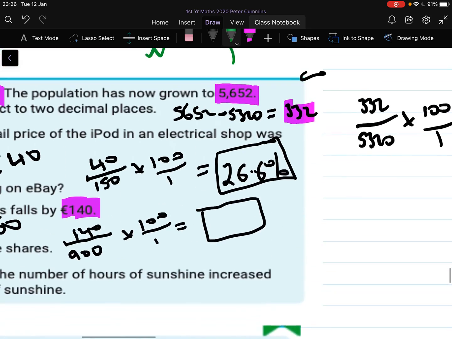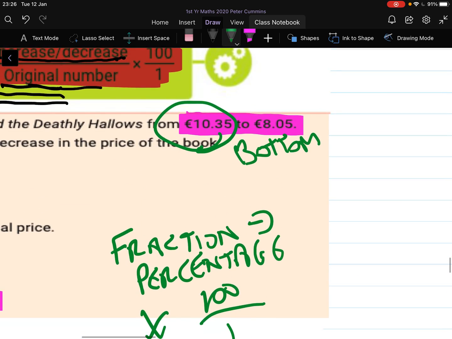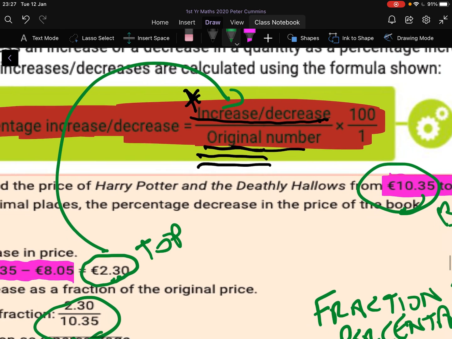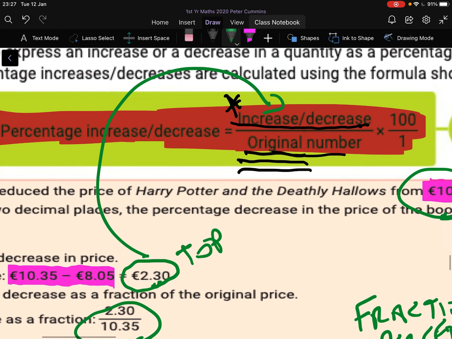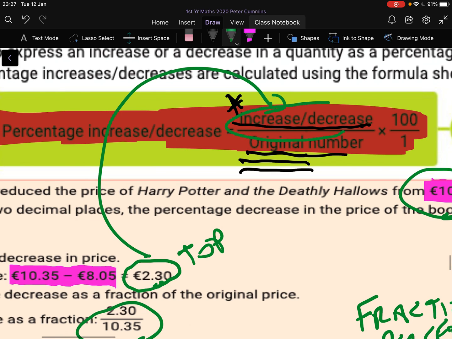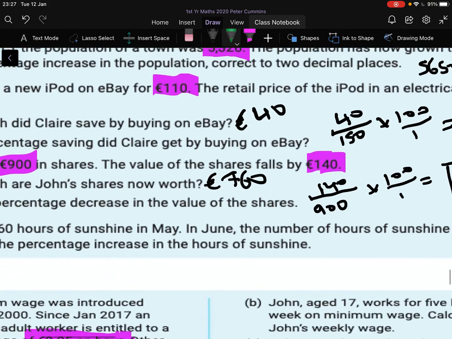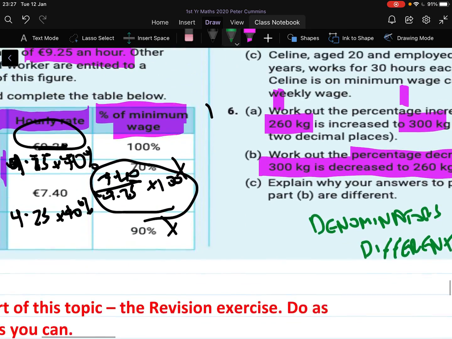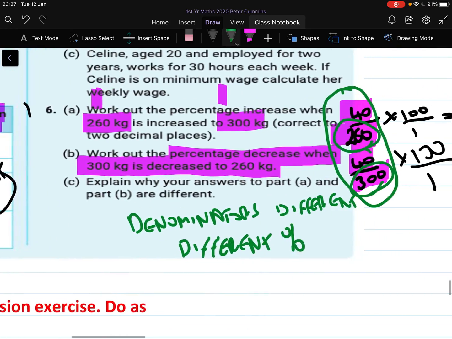But always go back to this here, your percentage increase or decrease. You're always looking at what is the change over what was the original? Multiply that by 100 over 1, and that will give you your percentage increase or decrease. Okay, so that's the formula. And you're looking at percentage increase or percentage decrease.